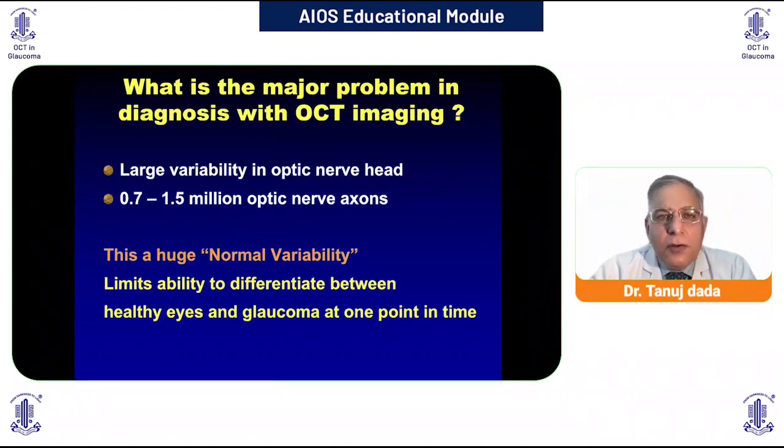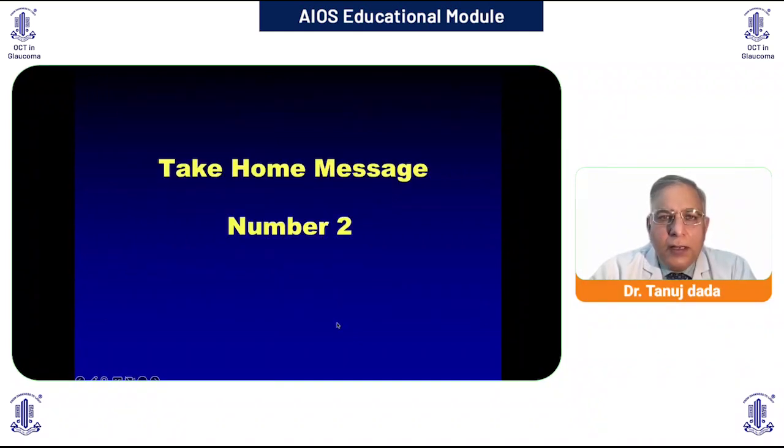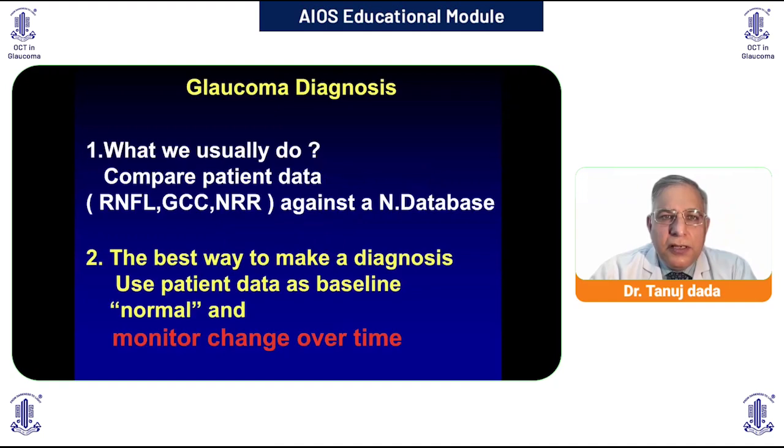So if you are not able to differentiate in the first visit whether this patient is healthy or glaucoma, the most important message I want to convey for using the OCT is that when you use OCT, we are used to comparing the patient's data against a normative database. But the best way to use OCT and make a diagnosis of glaucoma is to capture the patient data as baseline and use that as a normative data and then monitor change over time for the patient.